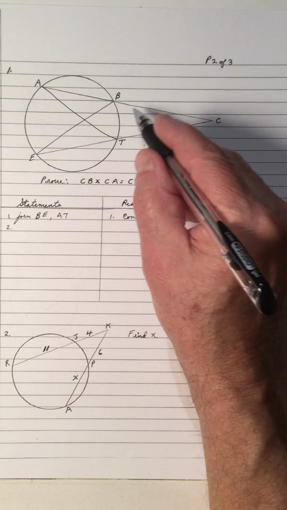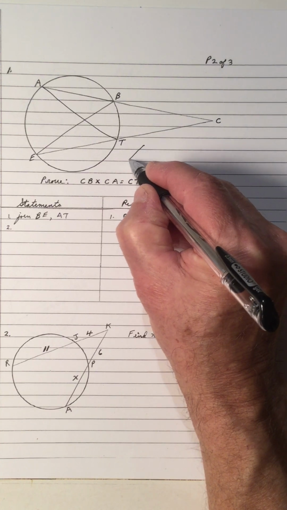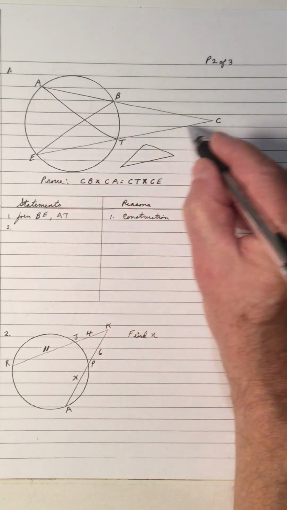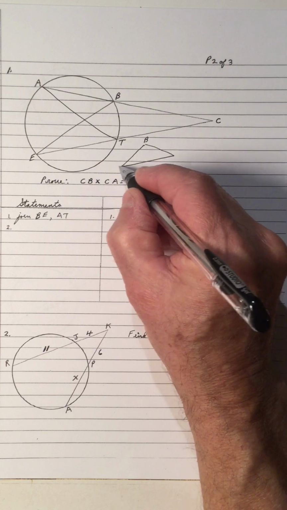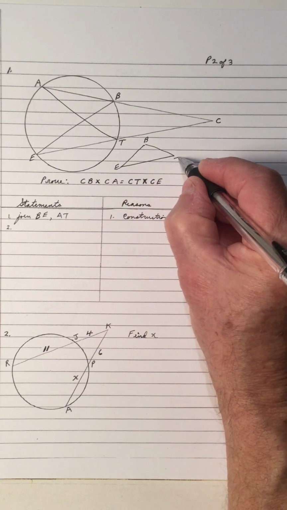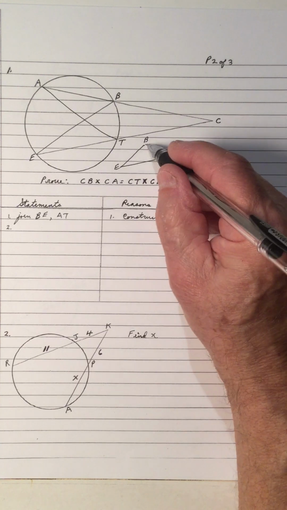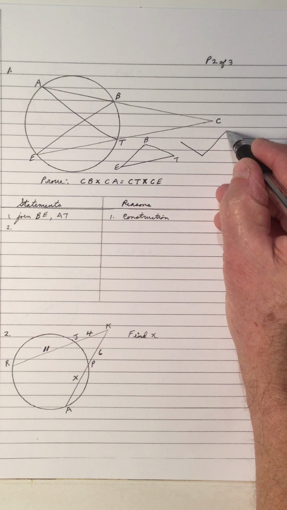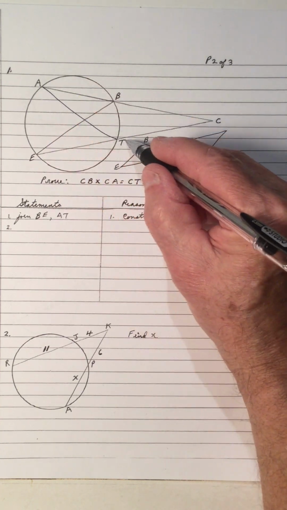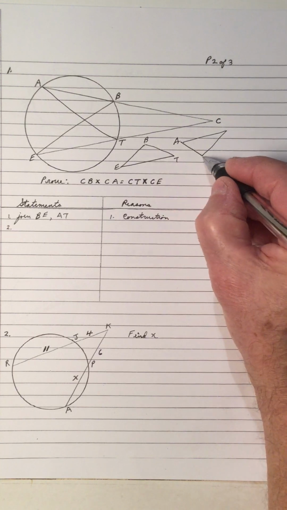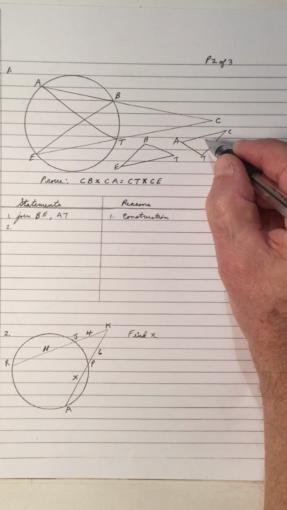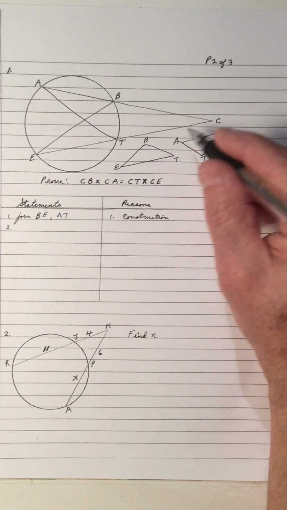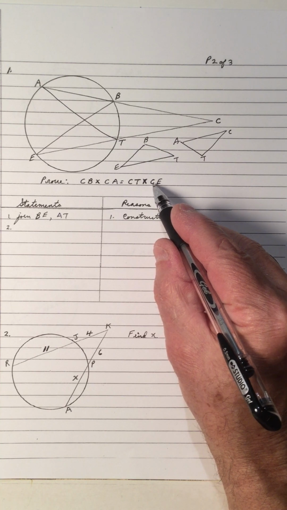So I'm going to take the triangle BEC, and I'm doing them separate here, and I'm going to match it with triangle ATC. If I can prove that these two triangles are similar, then we get a proportion coming out of that, and the cross product will give me what we have to prove.